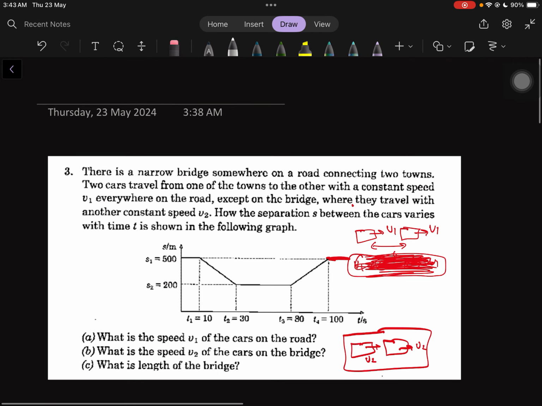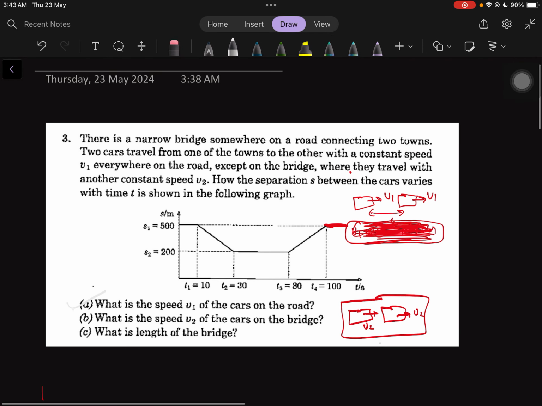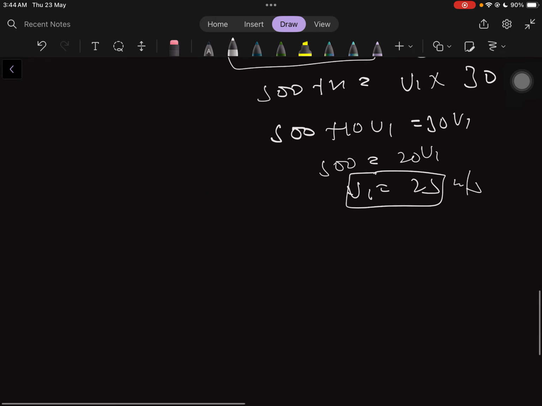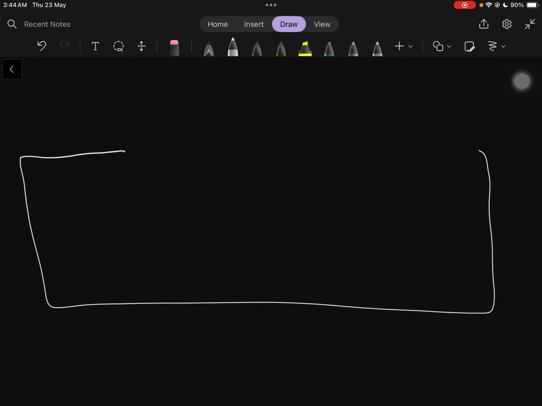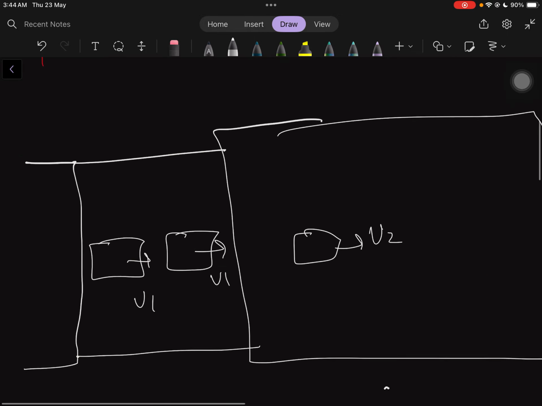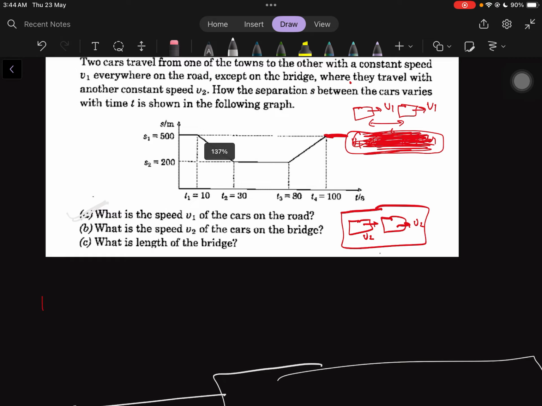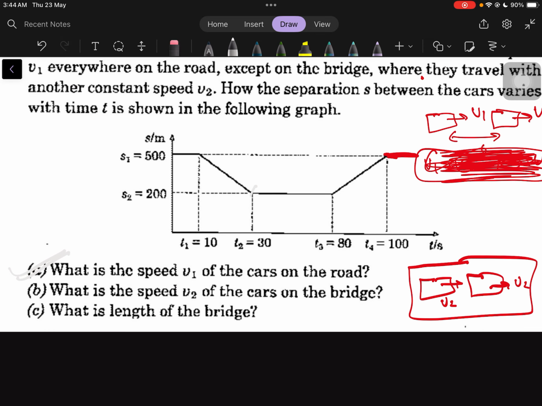So let's move to part number 2. It's asking what is the speed v2 of the cars on the bridge. For this I have to come to the bridge. Just listen to me carefully. Let's say your second car has just reached the bridge. So we have been given the separation when your second car just reached the bridge. Here the separation is 200 meters.